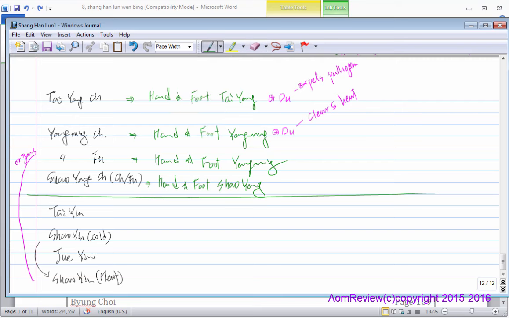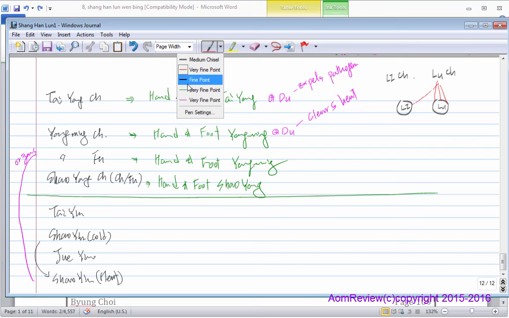And also there's the Fu organ. In Fu organ, you can understand it this way. This is lung, this is large intestine. This is the LI channel and lung channel. The lung channel enters the lung organ, and it also connects to the large intestine. And in the other way, the large intestine channel enters the large intestine and also connects to the lung.